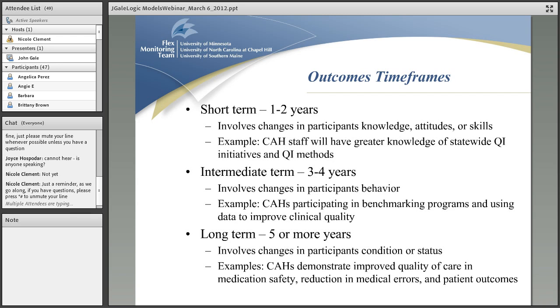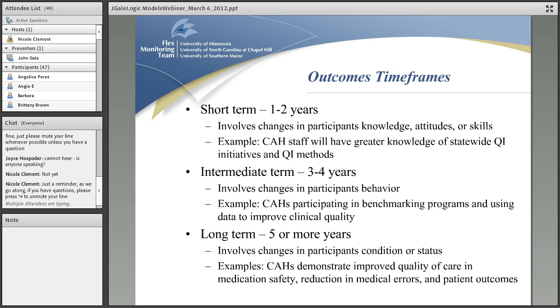Outcome timeframes. Short term, generally 1 to 2 years. It could be 1 to 3 years depending on your program. And these typically involve changes in participants' knowledge, attitudes, or skills. So if you're focusing on quality, and one of the issues is that the CAH staff are not really as knowledgeable or experienced with QI initiatives and what's going on in the state, the short-term goal is to make sure that they're aware of what resources are available to them, what's happening, how often, and how they can access them.